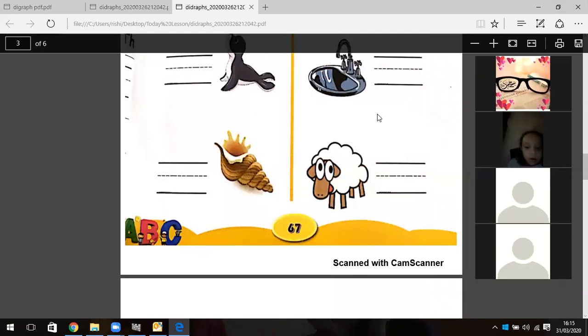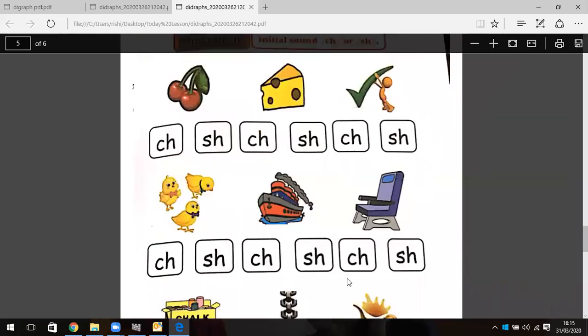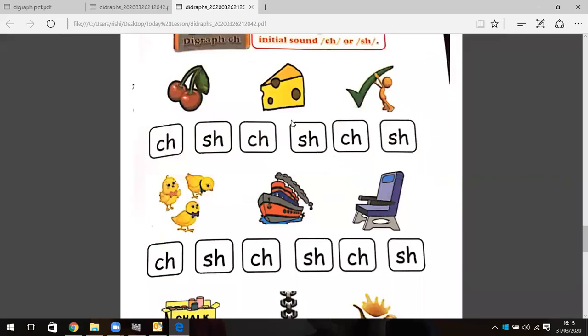So here is the page for today, KG. If you can see in the book page, we have two digraphs. One is CH and the other is SH. CH gives the sound of ch and SH gives the sound of sh. Abdurrahman, unmute yourself. Tell me, SH gives which sound, Abdurrahman?